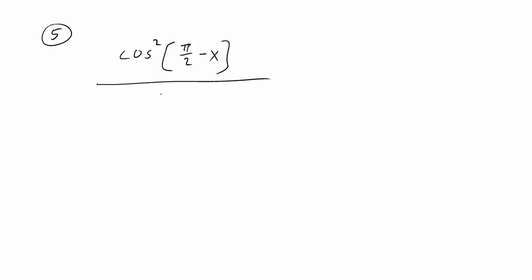All right, the next example, and this one's going to be a little bit different. We have the cosine squared of pi over 2 minus x, and this is all divided by the cosine of x. Now, one thing I want to point out here is if we look closely, notice we have both cosine functions. The top one's squared, the bottom one's not. But the other thing is, if we look closely, on the bottom, we're taking the cosine of x.